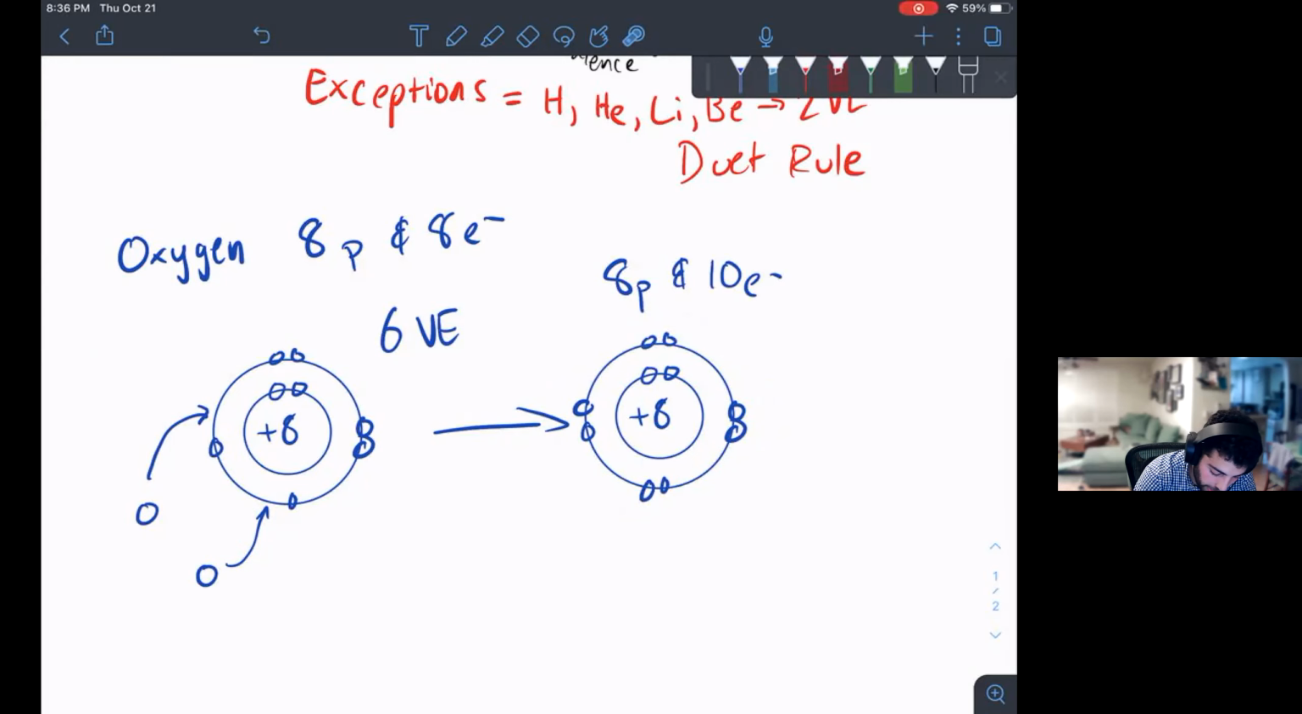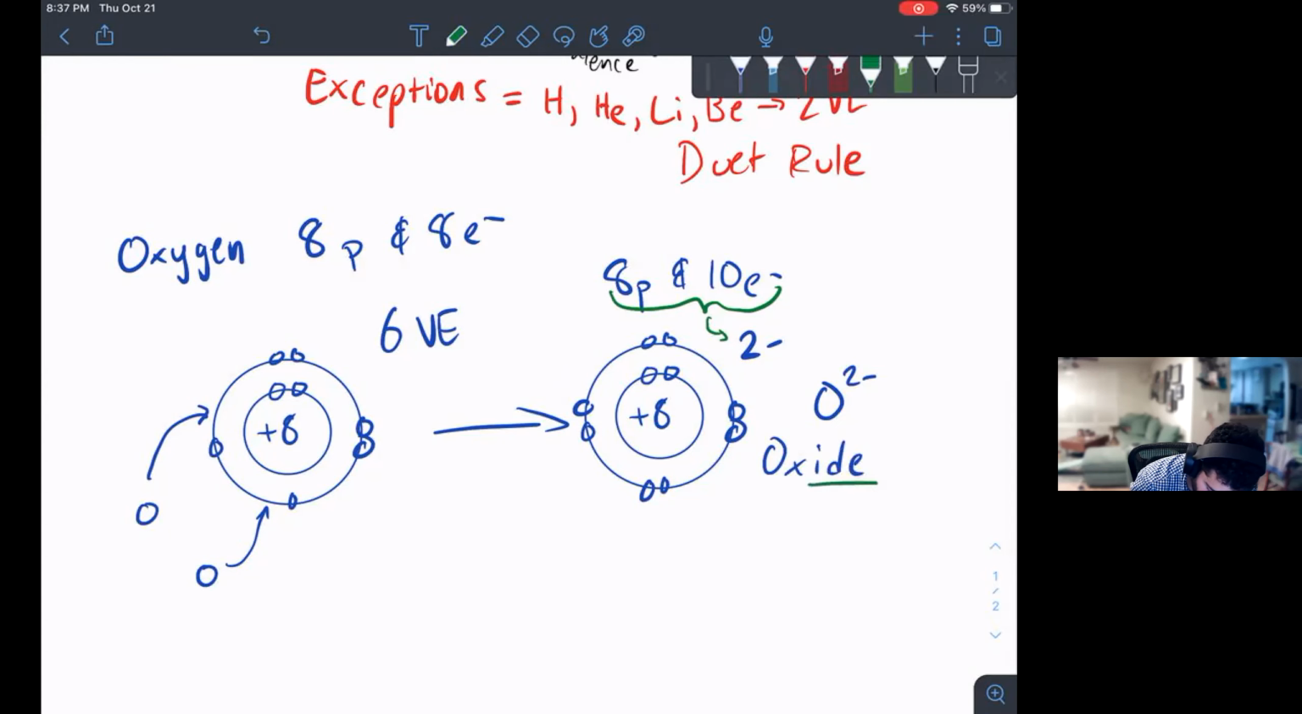Now, one crucial aspect is that now that it has gained 2 electrons, it will be a 2- charge. And we can kind of just figure that out by taking 8 minus 10. And that gives us our charge of 2-. So if we were to represent this element, we would say O2-. And then one more keynote is that we now call this oxide.